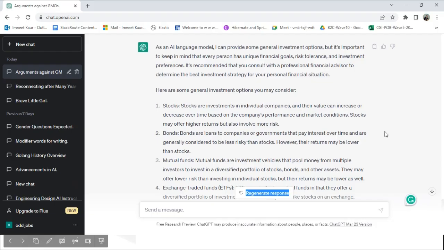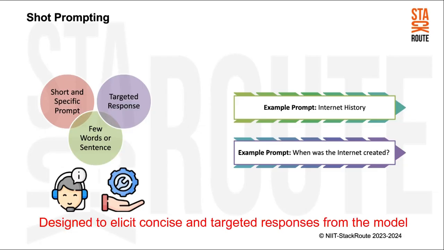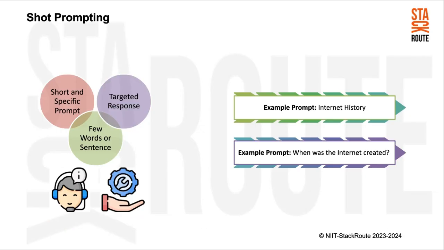Now let's move on to the next prompt engineering technique, which is short prompting. Short prompting in ChatGPT refers to providing the AI language model with short and specific prompts, usually consisting of just a few words or a sentence. This approach is designed to elicit concise and targeted responses from the model as opposed to longer and more open-ended prompts. The idea behind short prompting is to help guide ChatGPT towards generating responses that are more relevant and useful for a particular task or context.